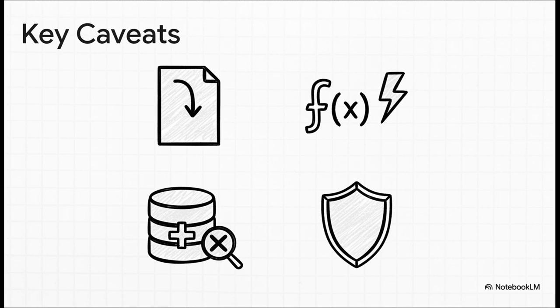The useServer directive has to be the very first line. It has to be in a server-side file. The function has to be async, and, this is a big one, server functions are for mutations, things that change data. Don't use them for just fetching data.